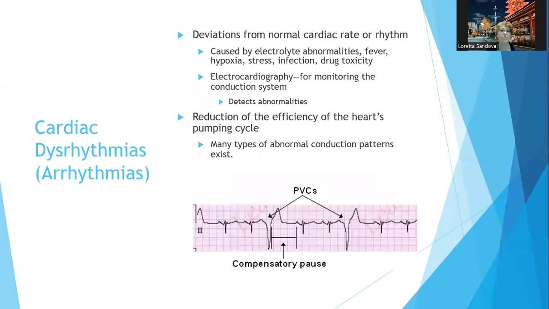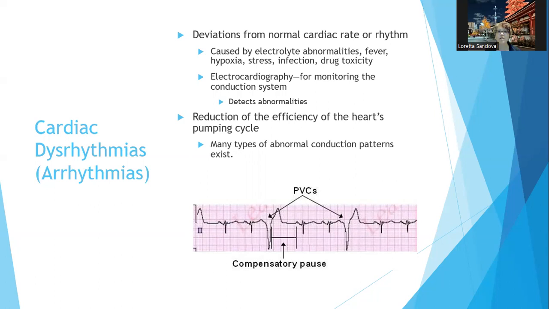So just a little bit about cardiac dysrhythmias, a little bit about myocardial infarction, and we'll just go right into it. So cardiac dysrhythmias, also known as arrhythmias, are deviations from normal cardiac rate or rhythm. They can be caused by different things. They can be caused by electrolyte abnormalities, like high or low potassium, fever, hypoxia, stress, infection, drug toxicity. External electrical shock could also cause cardiac dysrhythmias.